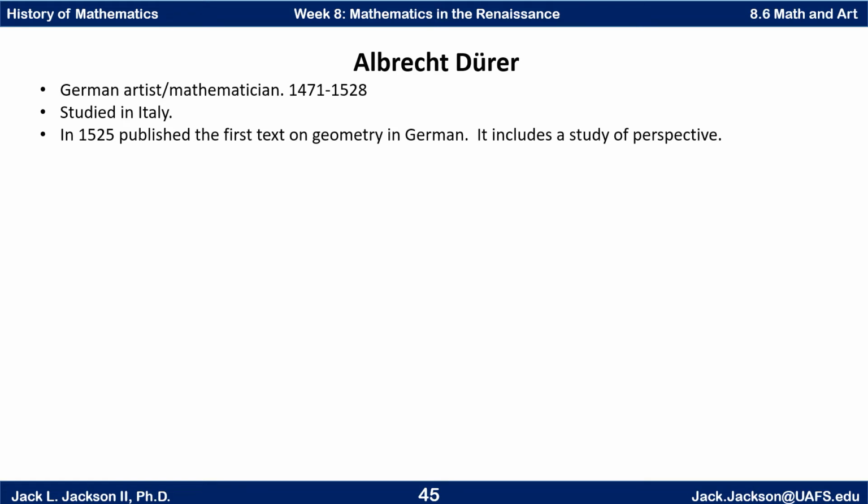But in 1525, he published the first text on geometry in German, and this text included some basic introduction to geometry. He even had to make sure that he created some German terms, technical terms used in geometry and mathematics, because it was the first time some of these things were used in a German text. And among other things, it included a study of perspective.